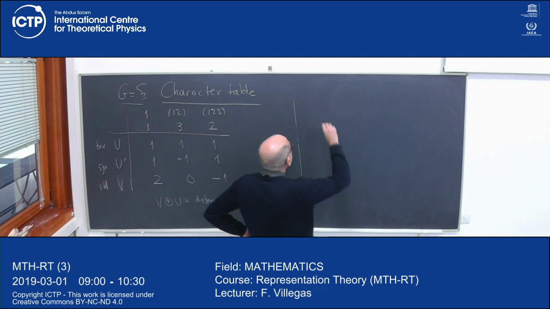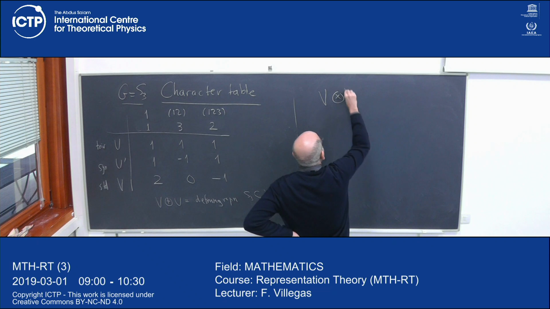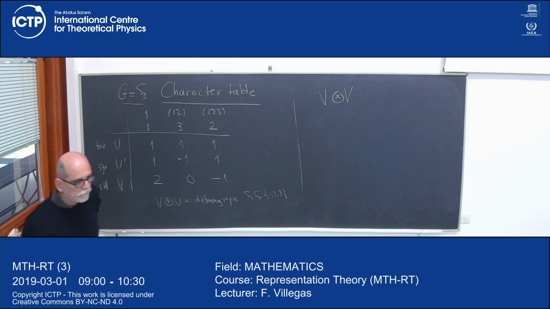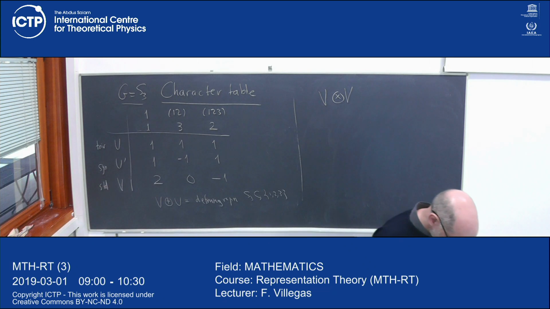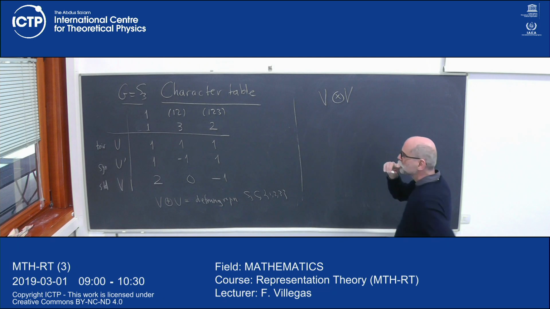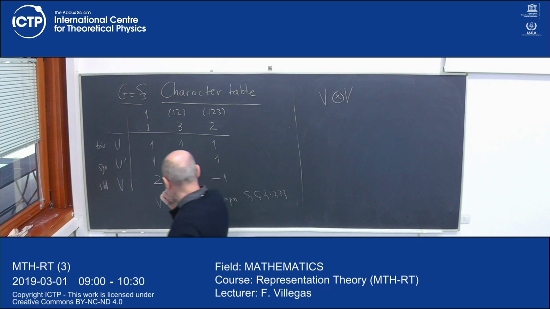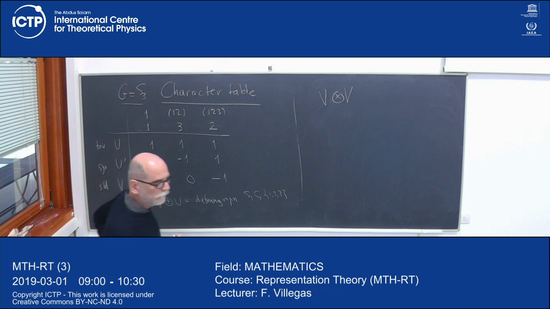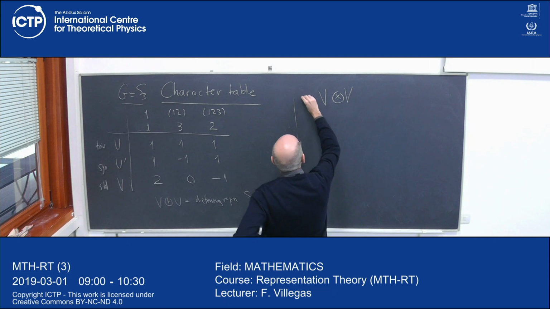Let's look at the character. Let's look at the representation of V tensor V, V being the standard representation. Okay. So first, let's do the following. Let's call this thing W.